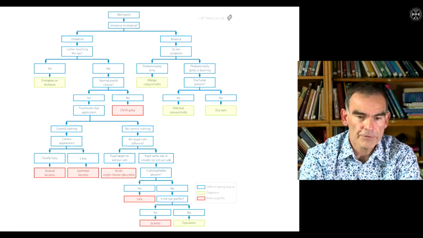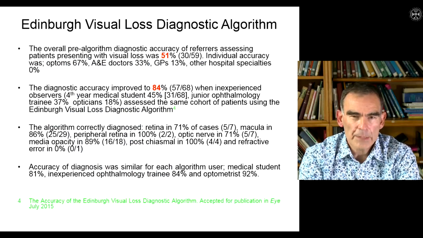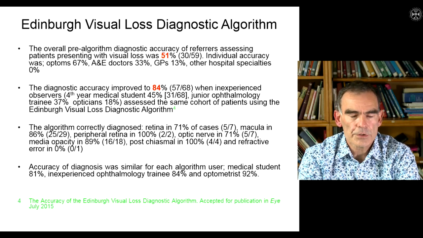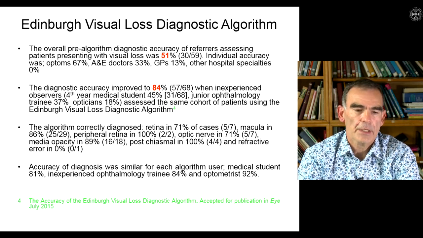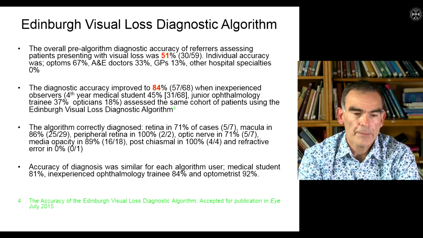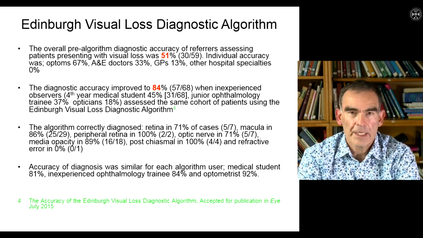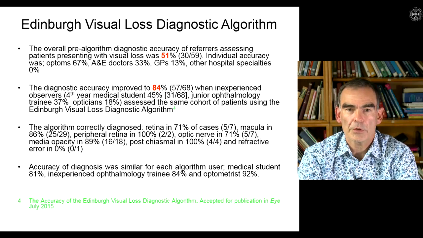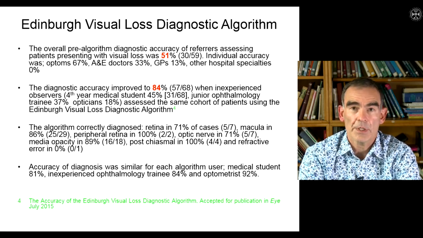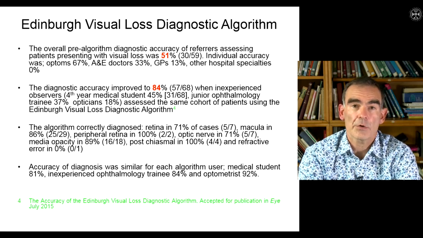Again, if we go on to the visual loss diagnostic algorithm, now again we got a wee bit better at doing the study with this one. So what we did this time was, the investigators, we got the referrals in from A&E doctors, optometrists, GPs, and we looked at that referral and we looked at what the referring clinician's diagnosis was. If again, as often happens in people who are not absolutely certain about things, they'll just say visual loss, please see. So just in terms of the study, we had that as a wrong diagnosis.